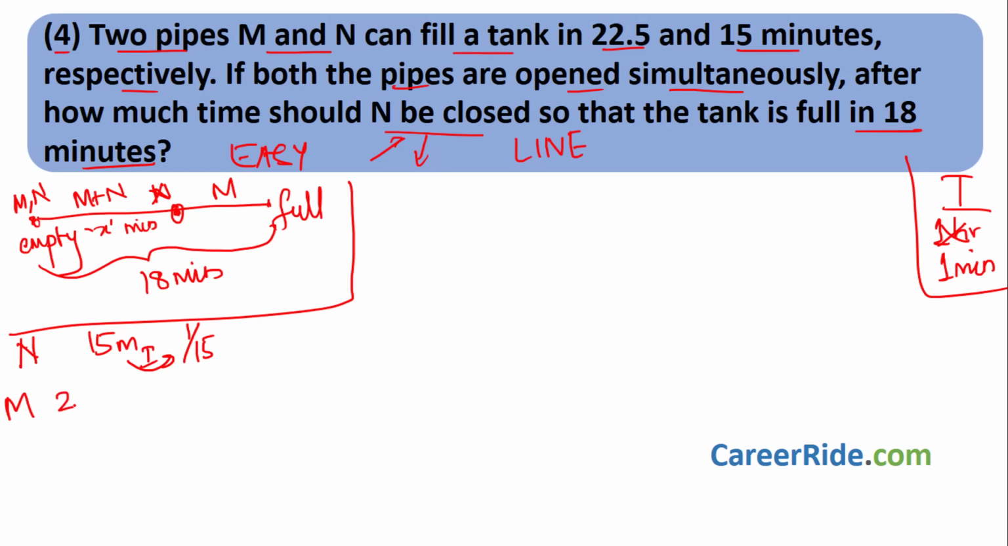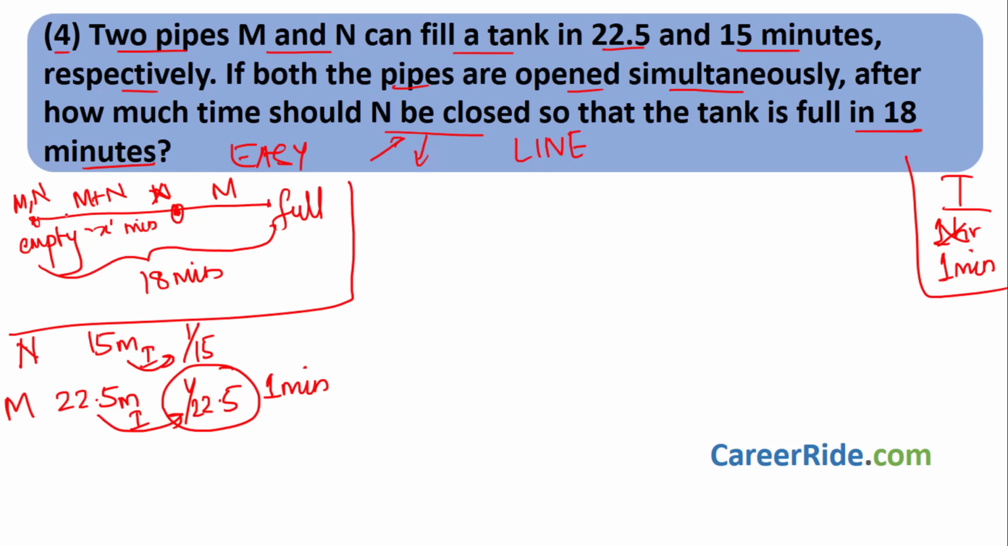M fills the entire tank in 22.5 minutes when it is on alone. So in 1 minute, how much of the tank is filled by pipe M? 1 by 22.5, because we just invert. So in 1 minute, pipe M fills 1 upon 22.5 amount of tank, right?